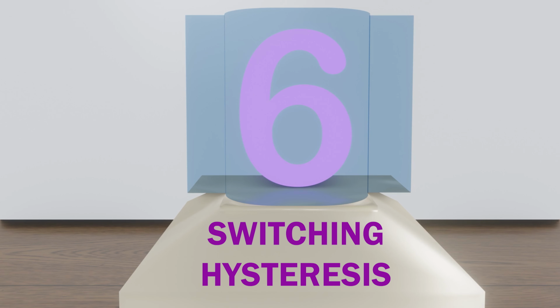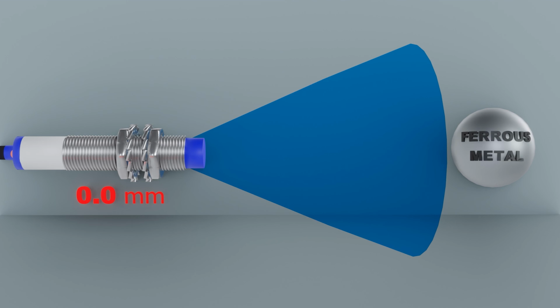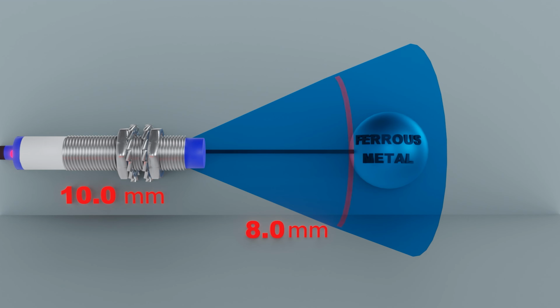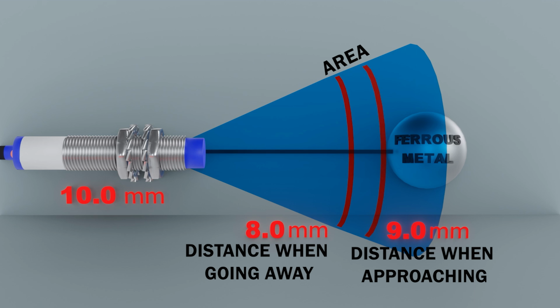Number 6. Switching hysteresis. If we have a sensor, be it inductive or capacitive, with a nominal sensing distance of 10 mm, we approach an object which detects at a distance of 8 mm. And when you move away, it stops detecting within 9 mm. The hysteresis will be the area from the distance point of the switching when approaching and moving away. Hysteresis is important to avoid the effect of rebounds produced by the vibration of the object to be detected and thus not affect the operation of the sensor.